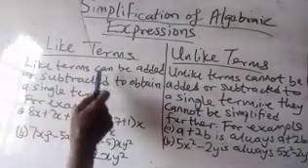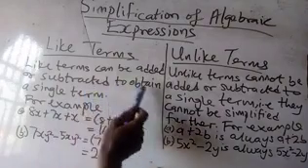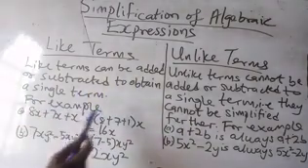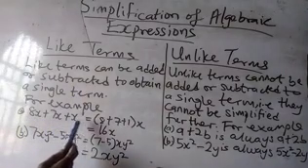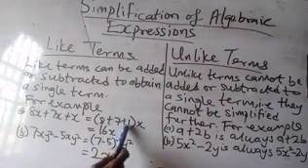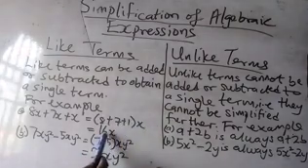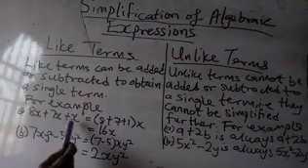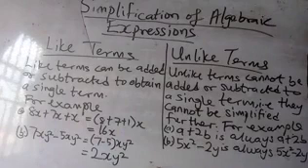Let us see the differences between like terms and unlike terms. Like terms can be added or subtracted to obtain a single term. For example, 8x plus 7x plus x equals 8 plus 7 plus 1, everything together, that's 16 multiplied by x, we have 16x. Remember that x is 1x. The coefficient of x is plus 1. So that's why we are having 1 here.